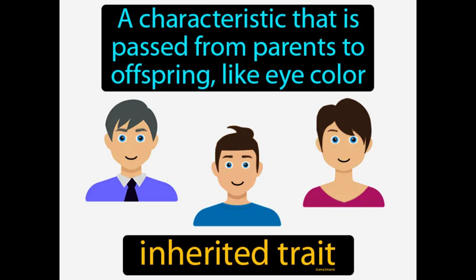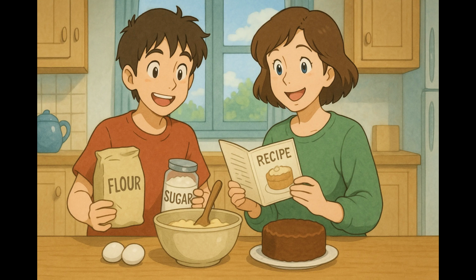A characteristic that is passed from parents to offspring, like eye color. Inherited trait. Inherited traits are features or qualities that are passed down genetically from one generation to the next. Imagine you're trying to bake a cake using a recipe handed down from your grandparents. Just like how the recipe dictates the flavor and texture of the cake, inherited traits are like biological recipes handed down from your parents, determining characteristics like eye color.